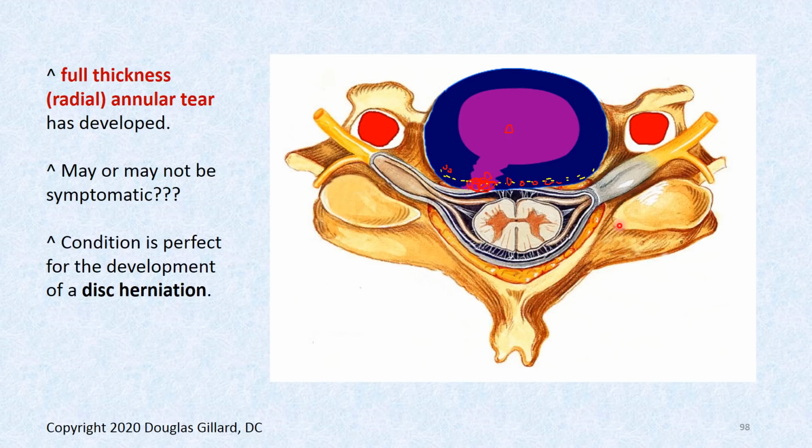It seems to be rare, but some people can even leak. These tears can leak. And it can cause a chemical radiculopathy by causing an inflammation inside these nerve roots here. So that can happen as well. But that's called a full thickness annular tear.